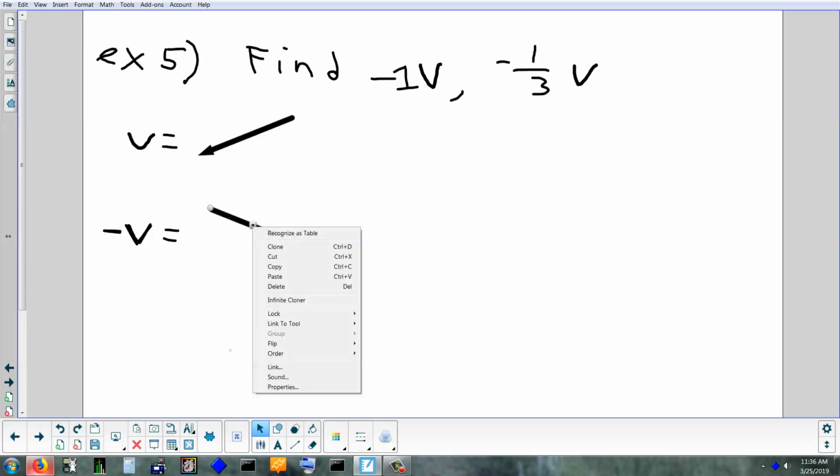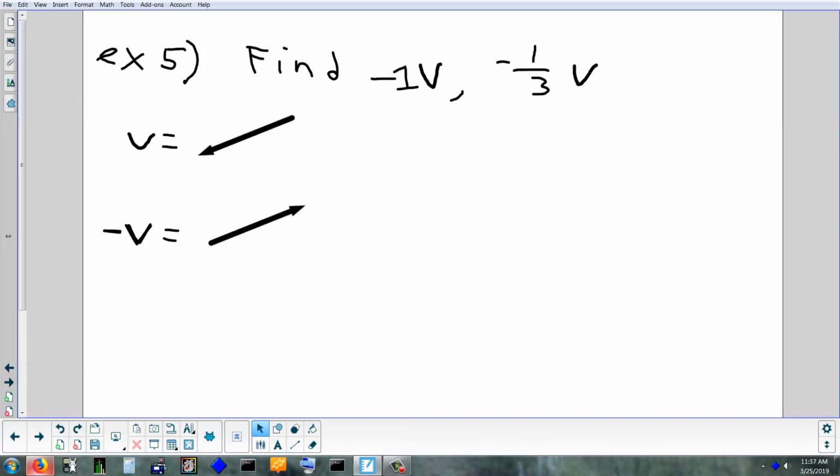Let me try again. There you go. And that's negative v. Now, what about negative 1/3 v? What's going to happen there? Yeah, 2 things. The negative causes it to change direction from the original, and it's 1/3 as long. Well, I already got the direction from up above, but now I need it about 1/3 as long, so I'm just going to estimate maybe that's about 1/3. If you're using graph paper, then you could do it exact. Any questions on that?